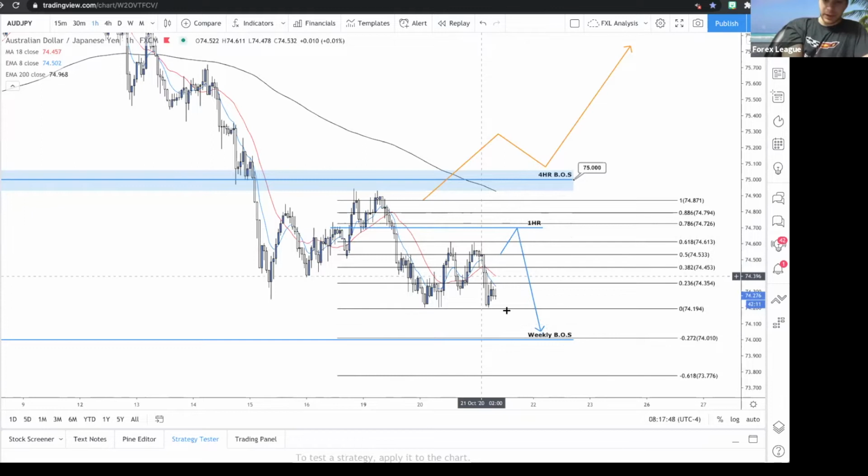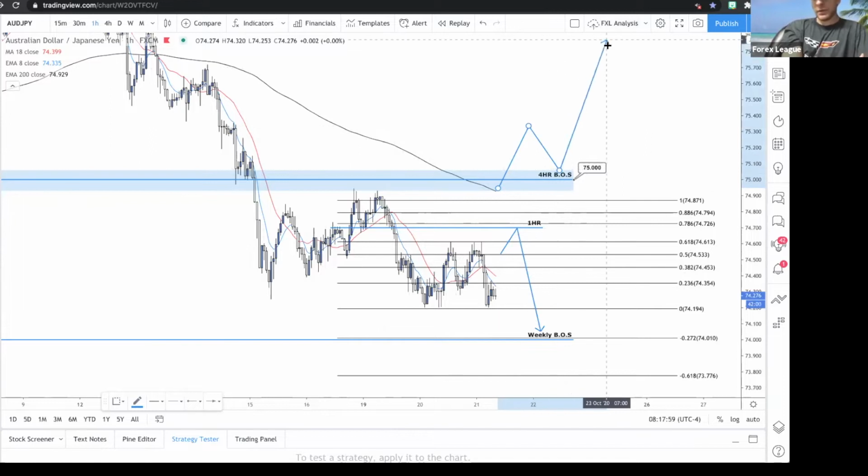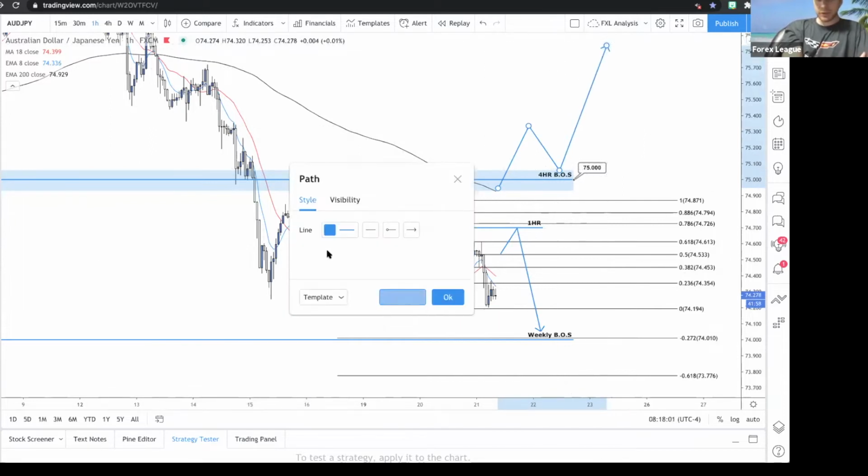But as of right now, we've got to probably just wait for this to play out a little more, reanalyze and see where we can go from there. But if we want to look at bullish opportunities, wait for a break of the 4-hour with a higher low, and then reanalyze and start looking for longs.